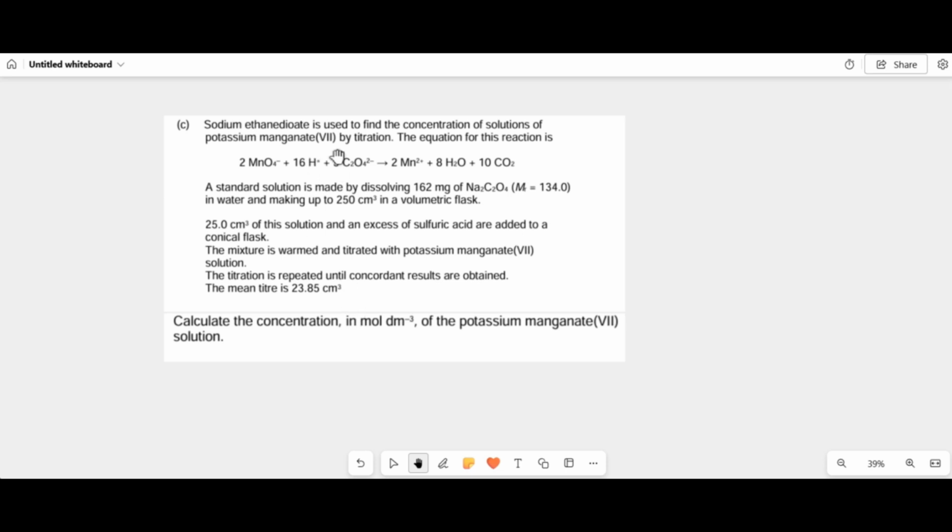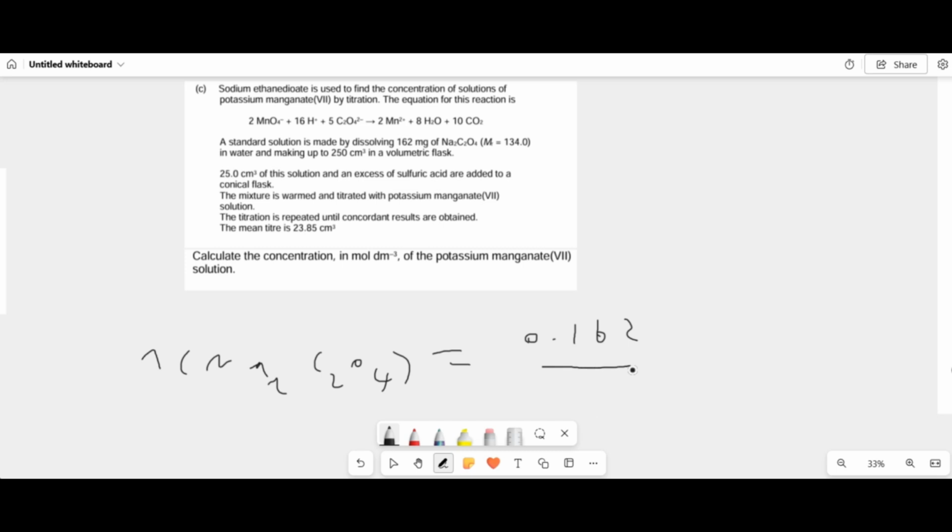Eliminate the waffle here. A standard solution is made by dissolving that many grams into water and making up to 250. So in the 250 centimetre cubed volumetric flask, how many moles of Na2C2O4 do we have? We've got 0.162, that's 162 milligrams in grams, divided by Mr, which is 134, it tells you that. That's going to be 0.00121 mole.